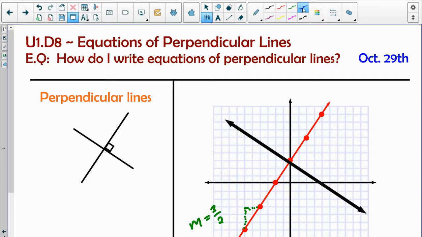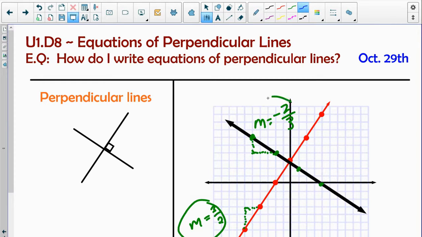Well, to find the slope, I need to find some points, some ordered pairs along that line. And it looks like we've got some pretty good ones right there. And we see a consistent pattern. So it looks like I am going down 2 and to the right 3. So my slope of that line is a negative 2/3.